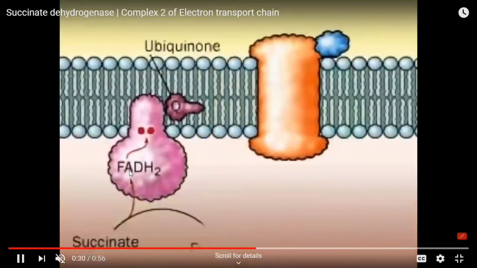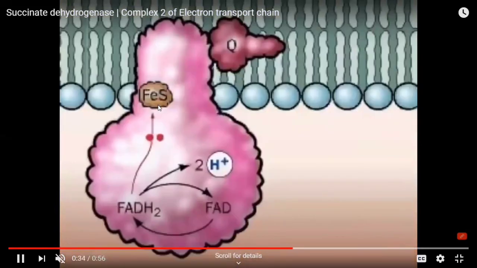So the 2 electrons are transported from the FADH2 to the iron sulfur centers. Just as in complex 1, NADH was transferring its 2 electrons to the FMN center there, and then from the FMN they were transferred to the iron sulfur center.